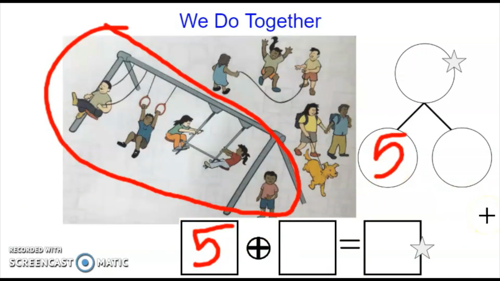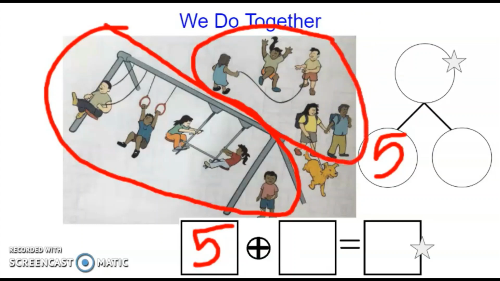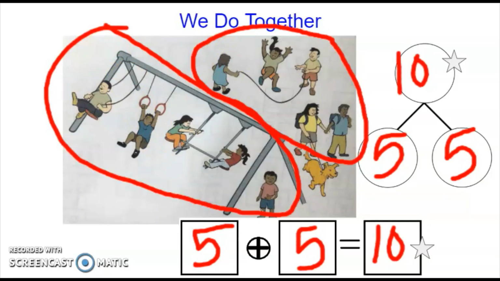Great. Now I'm going to see how many friends are not at the swings. 1, 2, 3, 4, 5. Whoa, there are also 5. So I'm going to go ahead and circle because that's also a 5 group there. Great. So that tells me that 5 is going to be our other part. Now that I know 5 and 5, that tells us 10 is going to be our whole or our total.